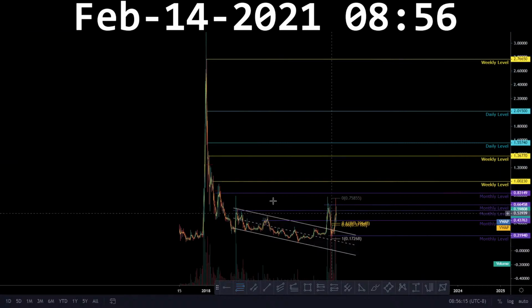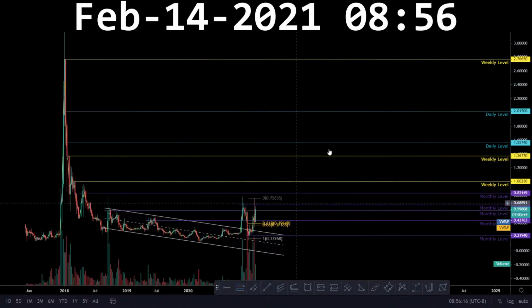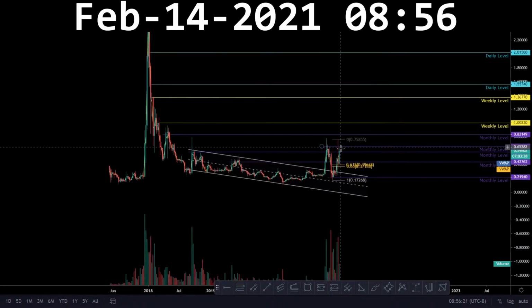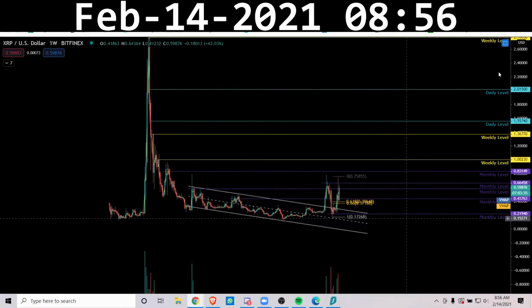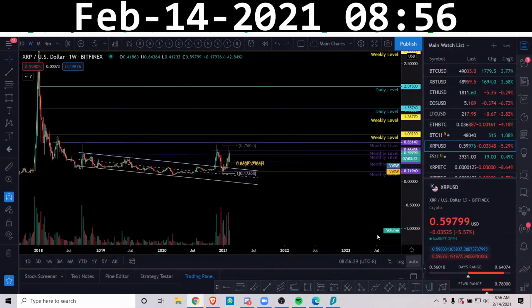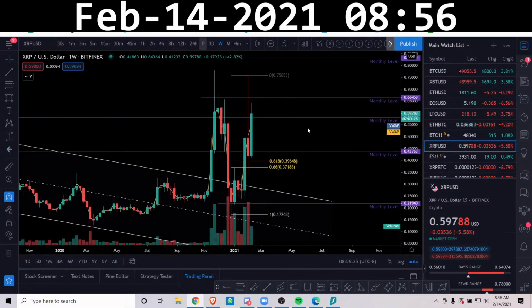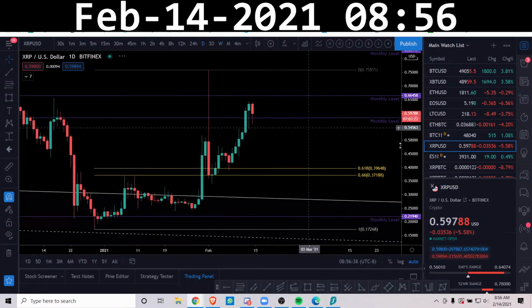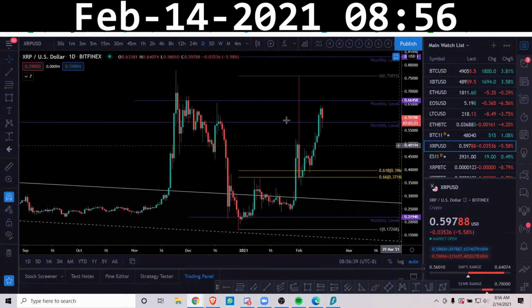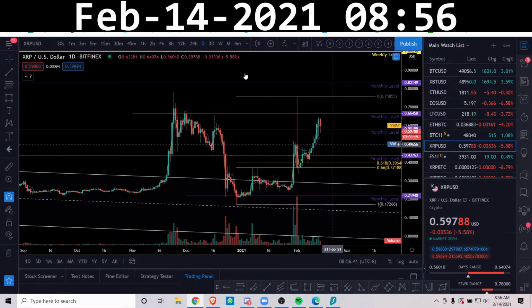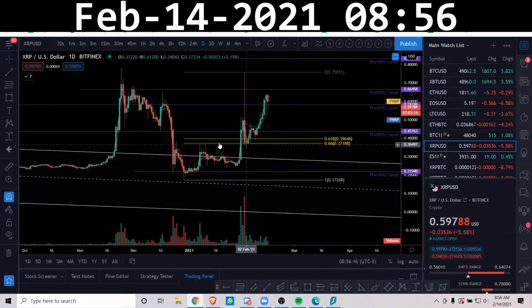So it's basically that monthly. We rejected from that monthly, came back down, retested it again, and now we're about to retest it again. Let's zoom down to the daily. You can clearly see we came up, pumped, came down, tested the golden pocket, held this previous support, and we've just been rallying up.